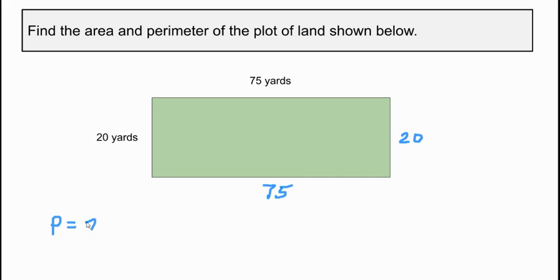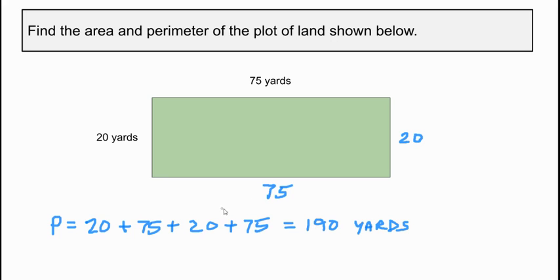P equals 20 plus 75 plus 20 plus 75. So go ahead and plug that into your calculator. Follow along. You should get the number 190. It's important for this kind of a problem that we list the units. And the units are a distance of yards. So we went 190 yards.